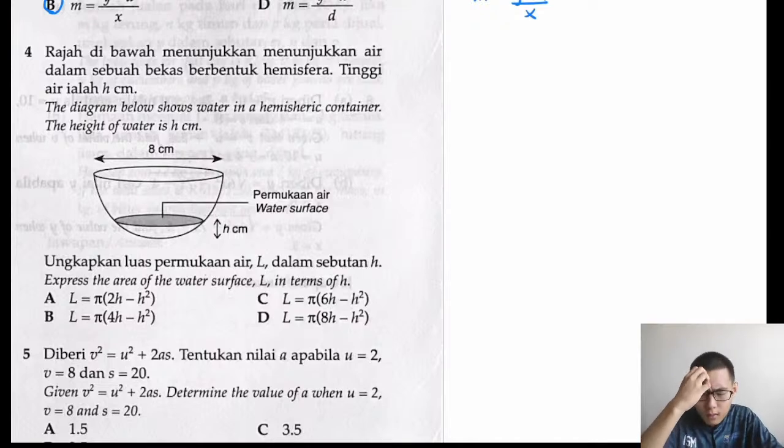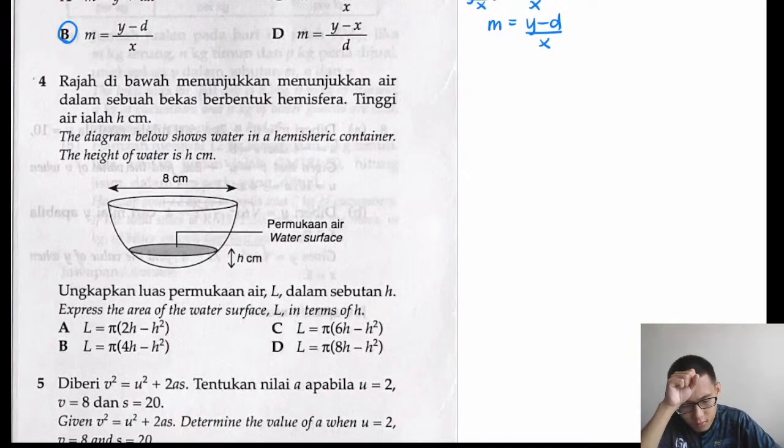This one, I don't understand it. Water surface. They say water surface. Express the area of the water surface. This one is very difficult. Okay, we need to try one by one. How do we find out the radius? Okay, so the radius is based on this one.